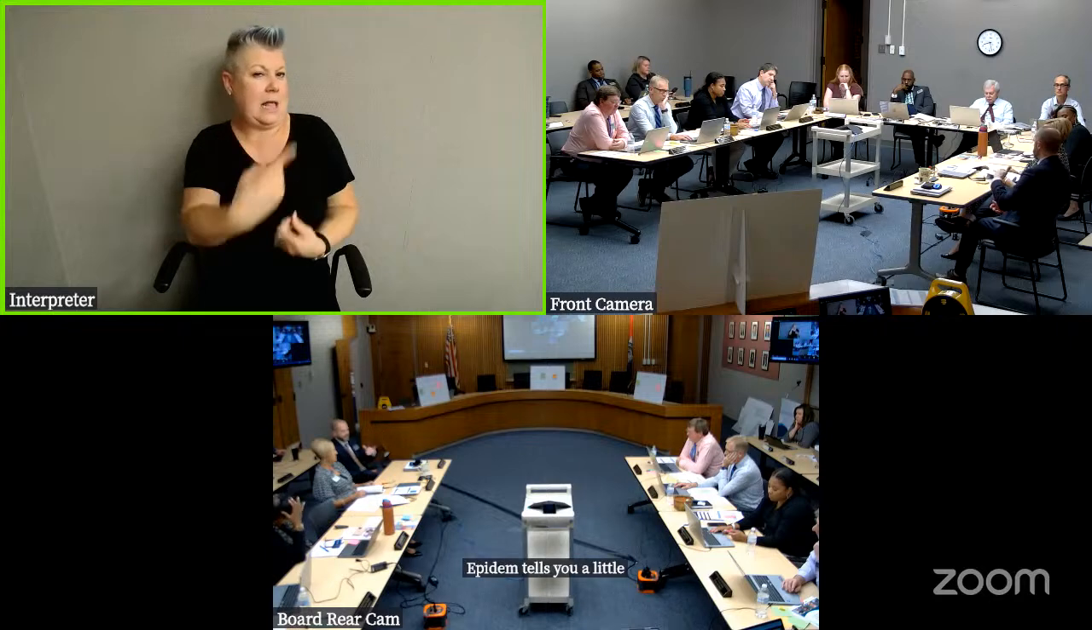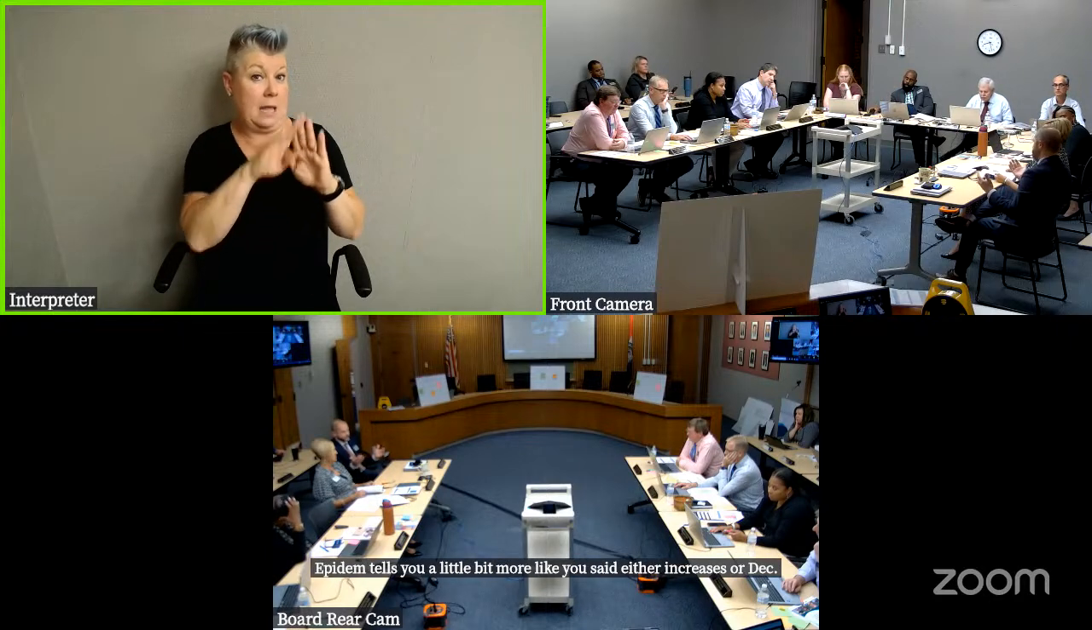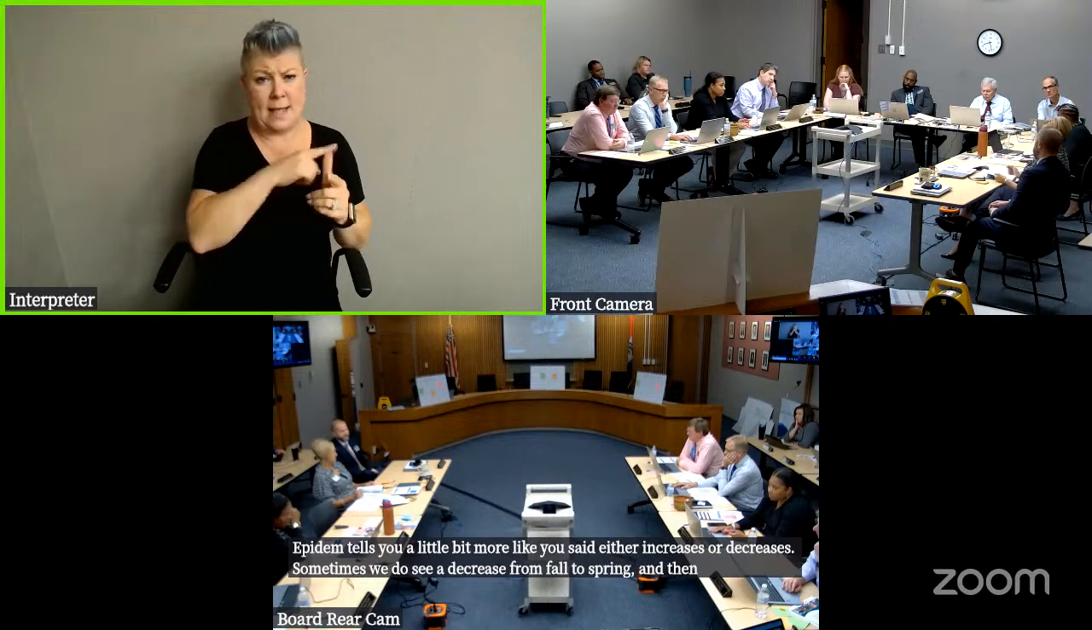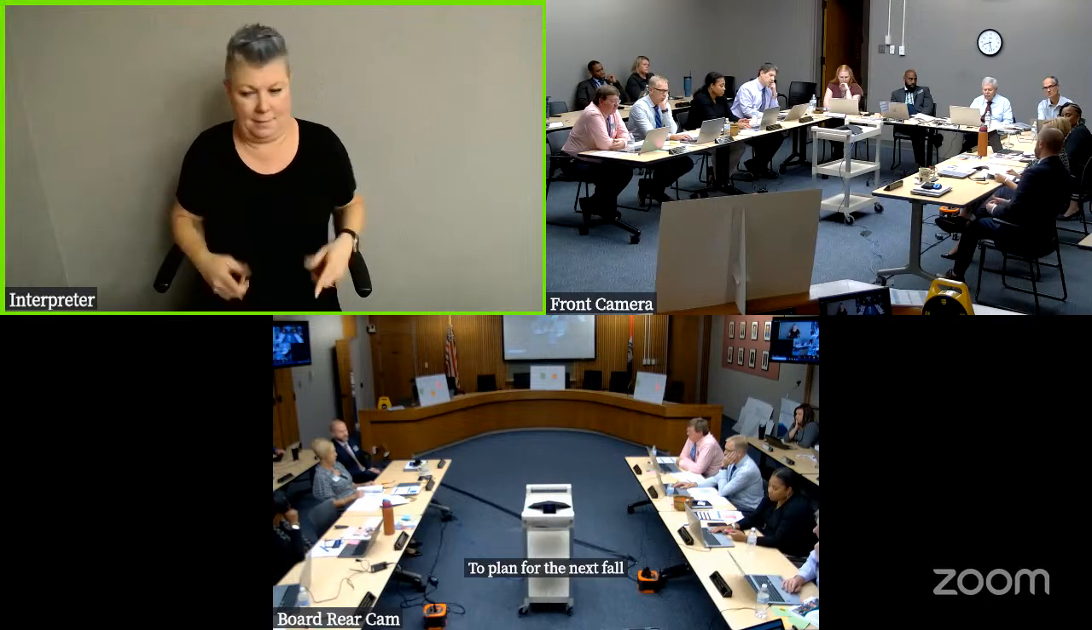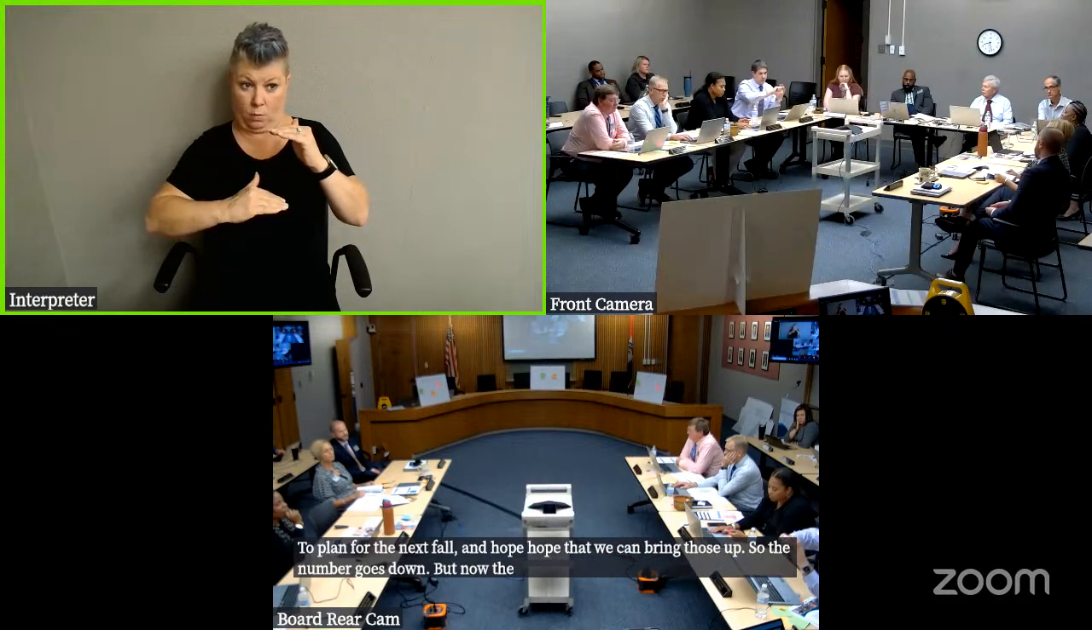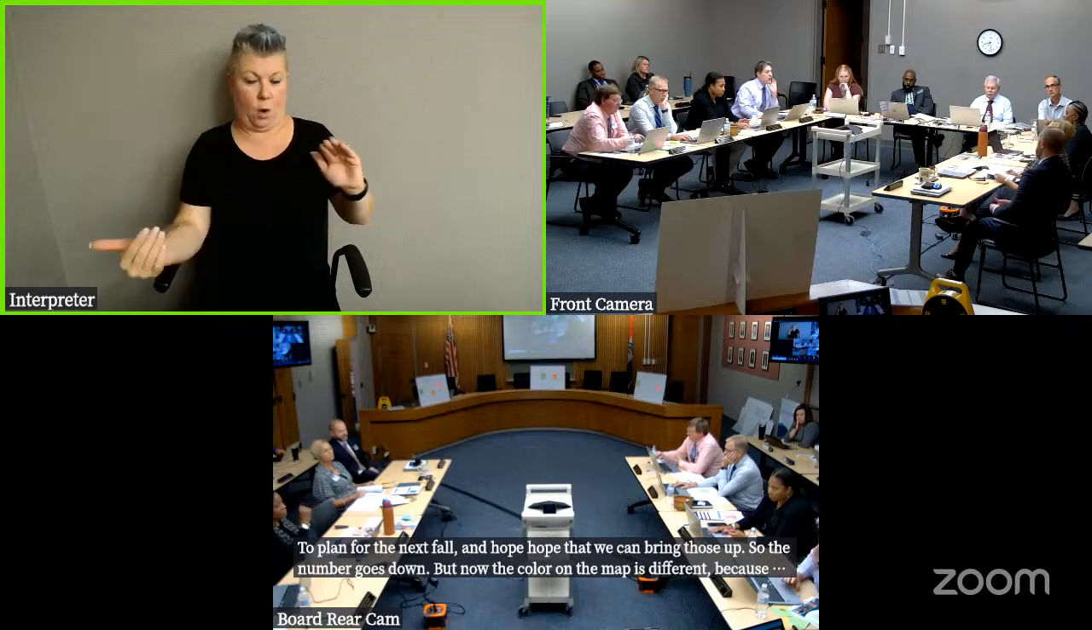Like you said, it either increases or decreases. Sometimes we do see a decrease from fall to spring, and then we use that spring data to plan for the next fall and hope that we can bring those up. So the number goes down, but now the color on the map is different because you're comparing it to the other districts.